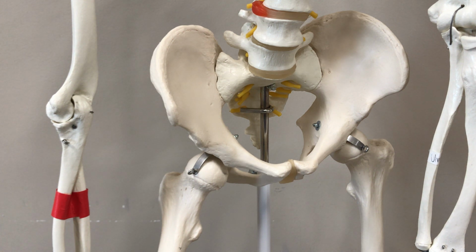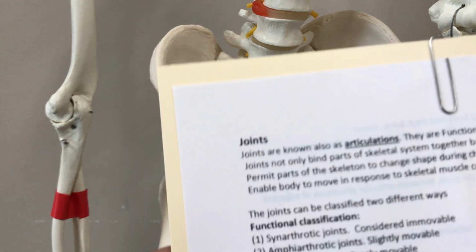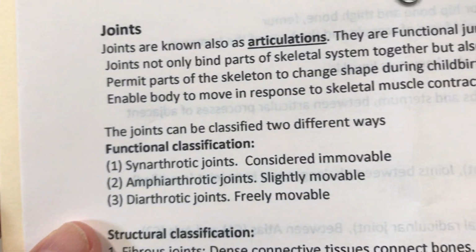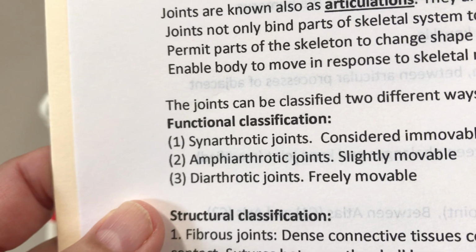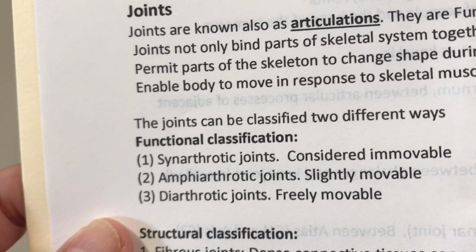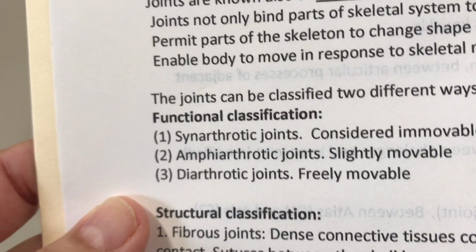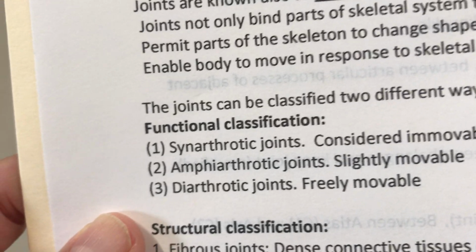If a joint cannot allow any type of movement, we call it a synarthrotic joint. Let me show you how to write it. Synarthrotic joint. It is an immovable joint. If slightly movable, then we call it amphiarthrotic. And really movable joints are called diarthrotic joints.